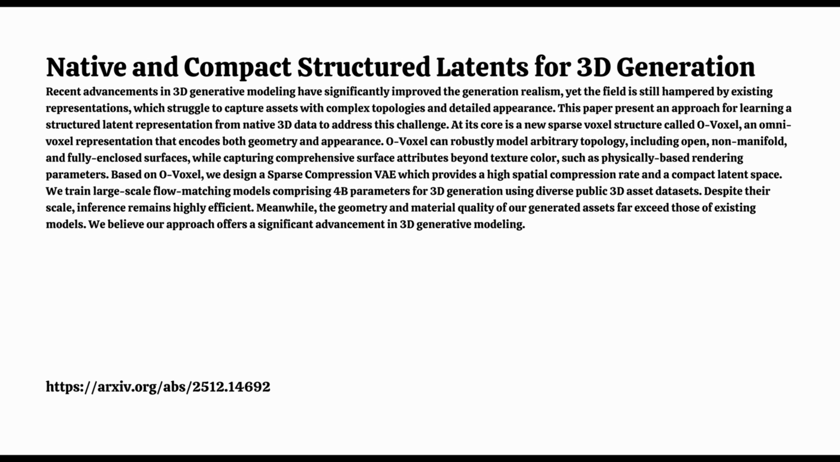Okay, so we now have this dense, comprehensive, high-fidelity building block, the O-Voxel. But to handle these massive resolutions, we have to compress that data down efficiently. And that's the job of the Sparse Compression VAE, or SCVAE. The goal of the SCVAE is paramount. Create a compact latent space that's memory efficient and easy for the generative model to learn from, all while retaining almost perfect fidelity. And the SCVAE achieves a high 16 times spatial downsampling ratio.